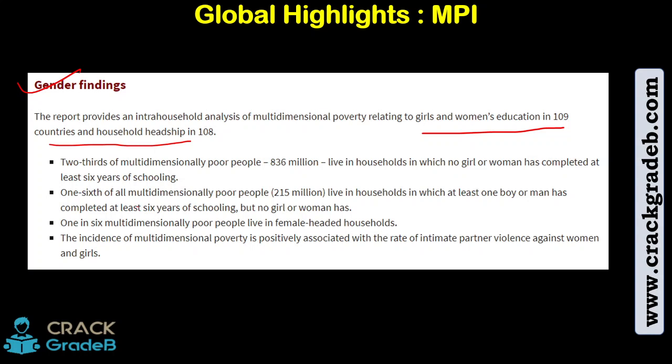So as per the report, two-thirds of the multidimensionally poor people, 836 million, live in a household in which no girl or woman has completed at least 6 years of schooling. So this is the global scenario, right? So globally, 836 million live in households where no girl or woman has completed at least 6 years of schooling.